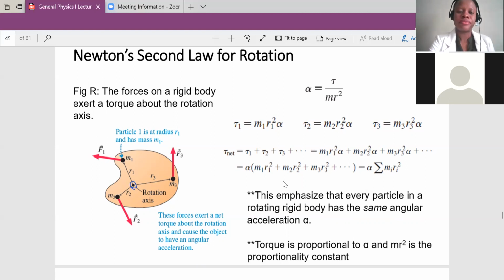So M1 will have the distance from the rotational axis or pivot as R1, and the force acting, the tangential force, as F1. So we'll have M2 with R2 as well, and F2. Same applies to M3. We'll have the distance R3 and F3.